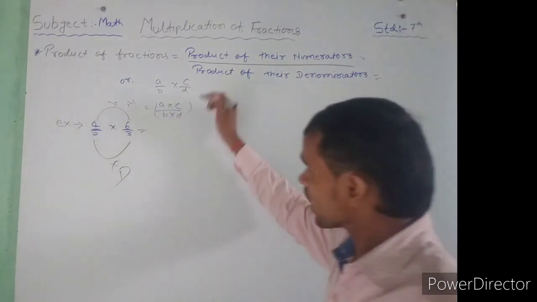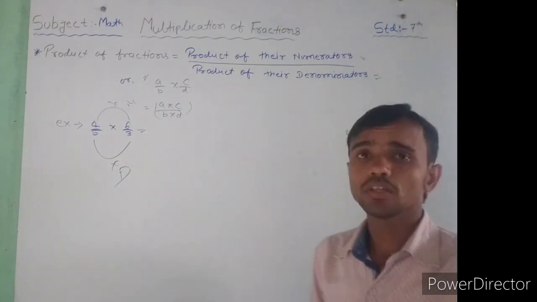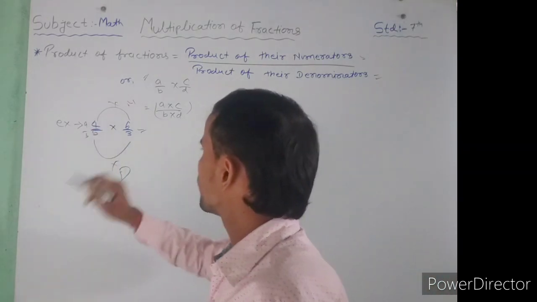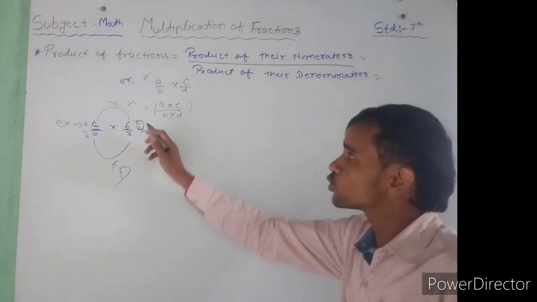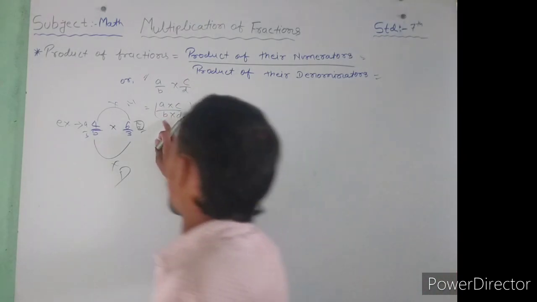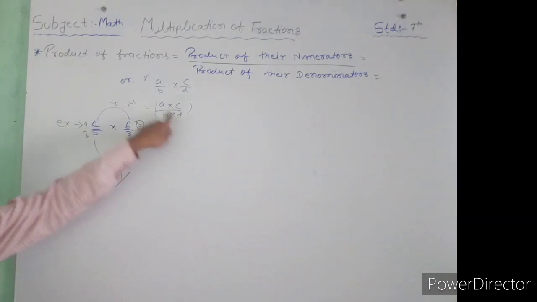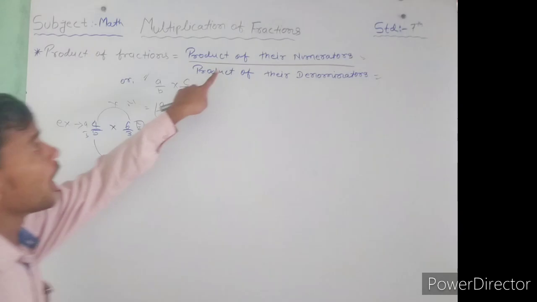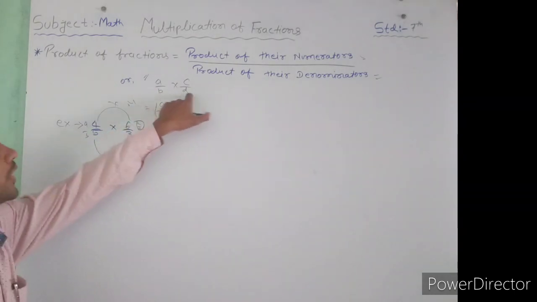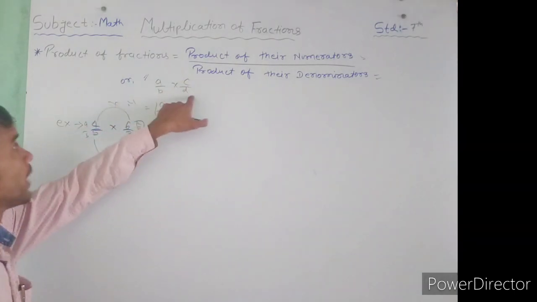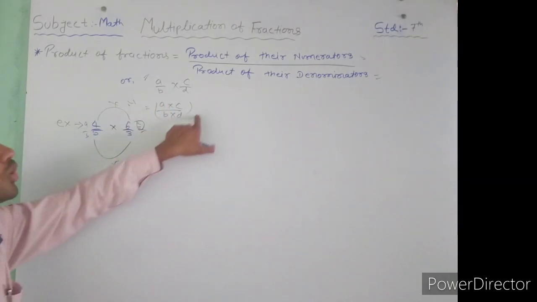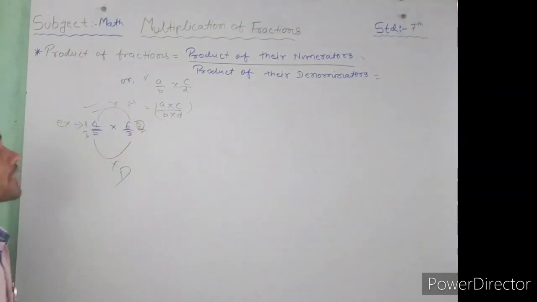Another form: a by b and c by d. That is your rule: a into c divided by b into d. If you don't know how to find the product of the numerators and the product of the denominators, follow this rule. a by b and c by d is the question form, and solving it as a into c divided by b into d gives you the solution of the multiplication of fractions.